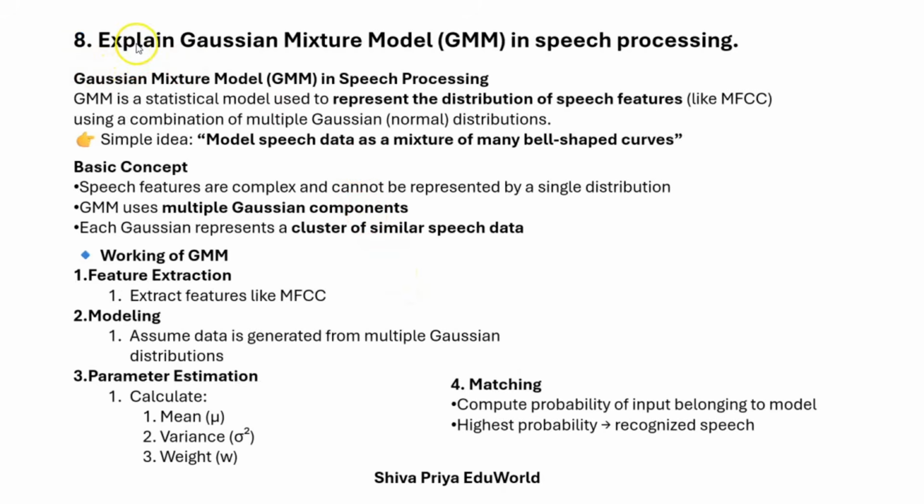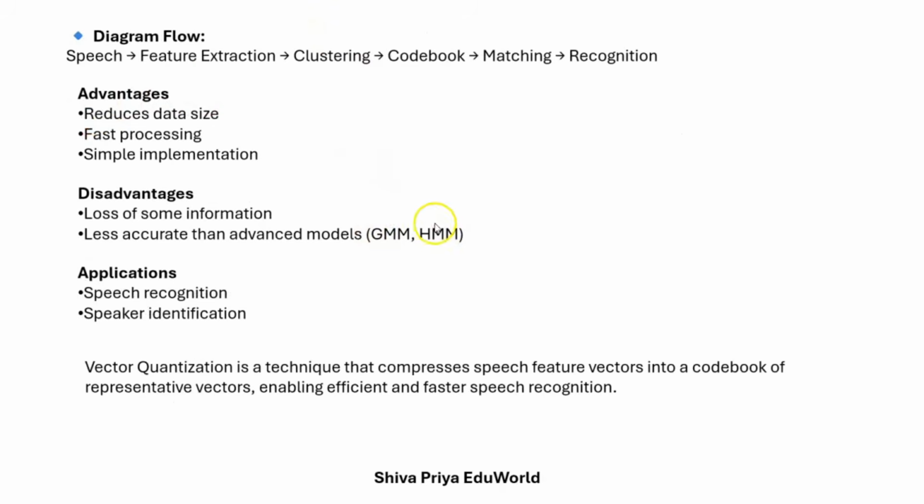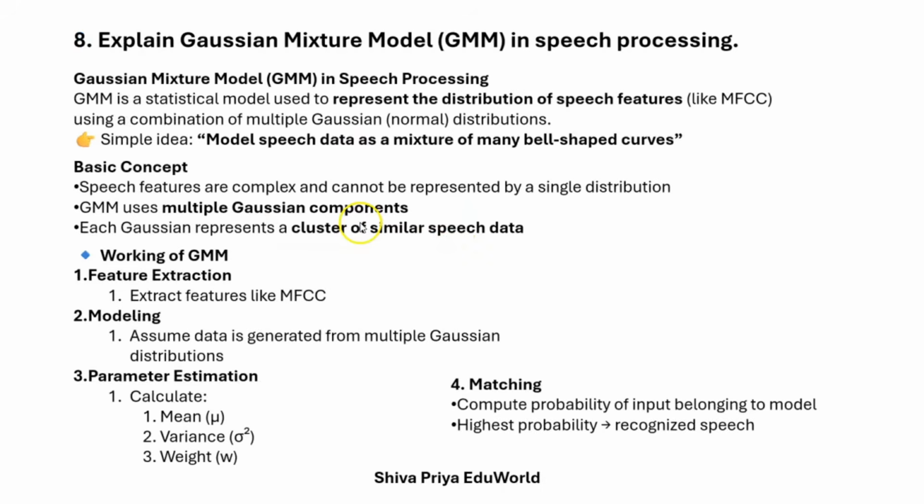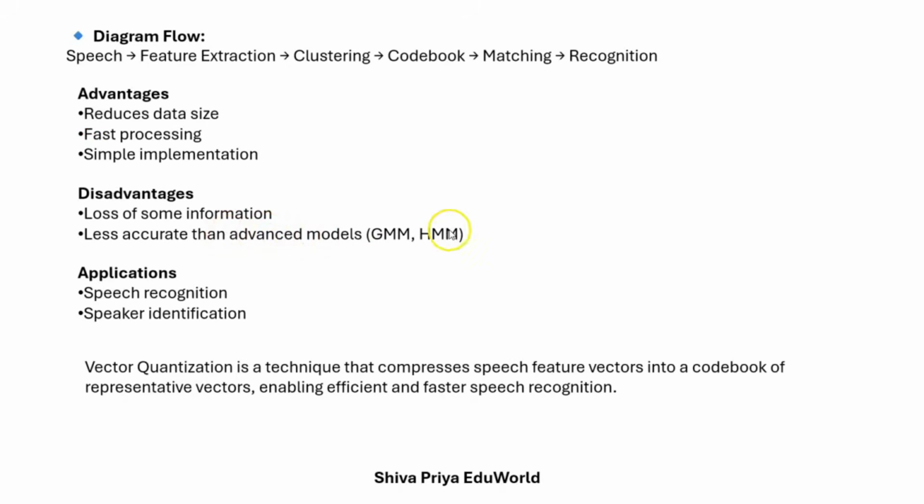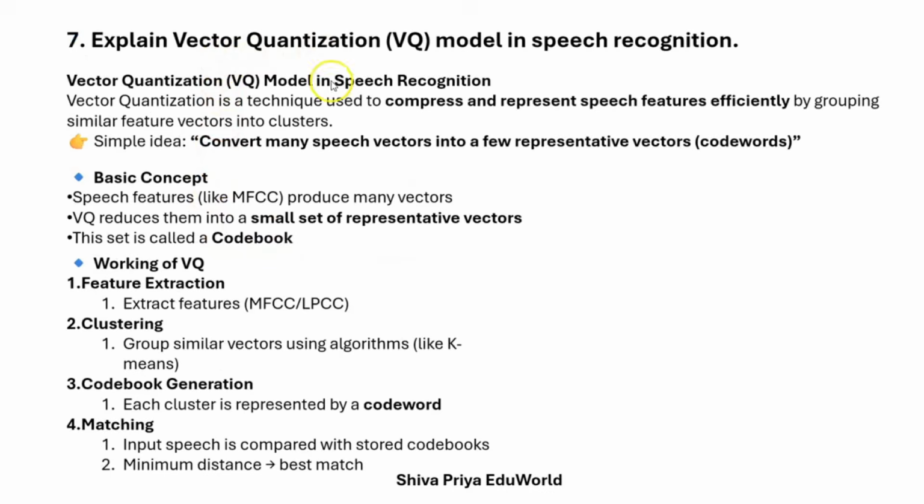And the 8th question is: explain the Gaussian mixture model, that is GMM. I have told you, right? GMM and HMM are the advanced models. Clear? This is accurate as well. GMM is very accurate compared to vector quantization.